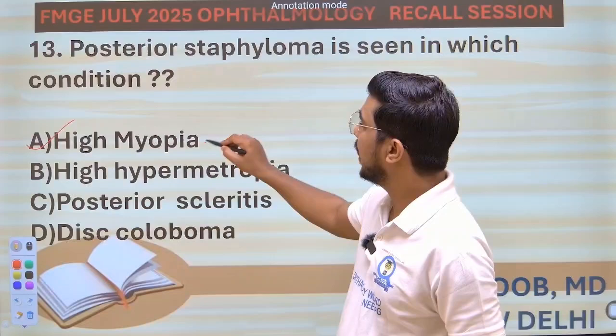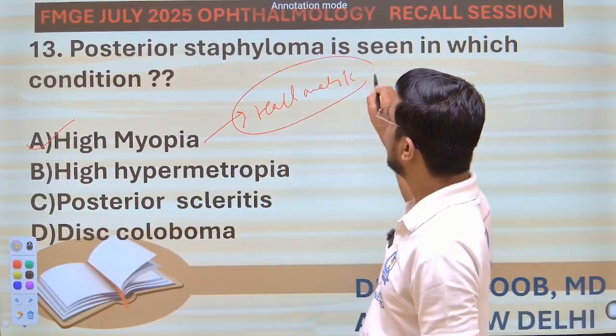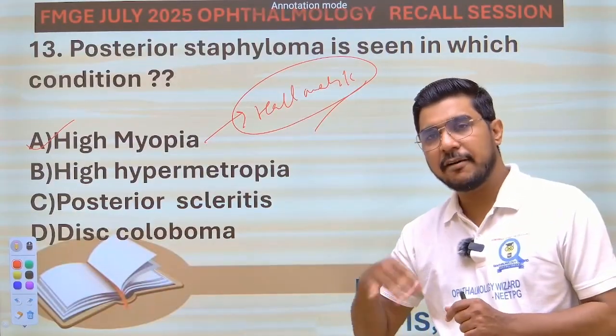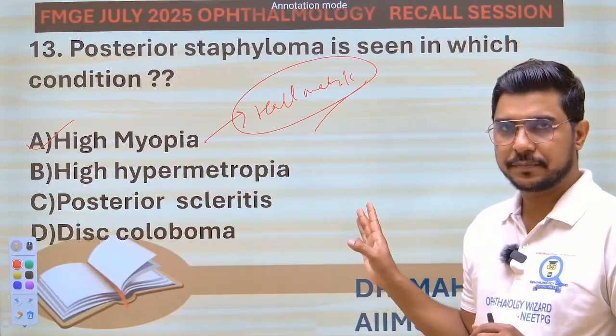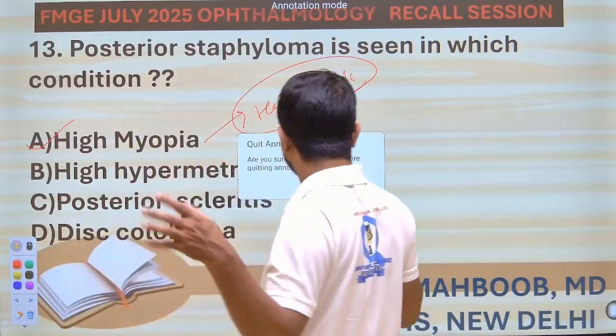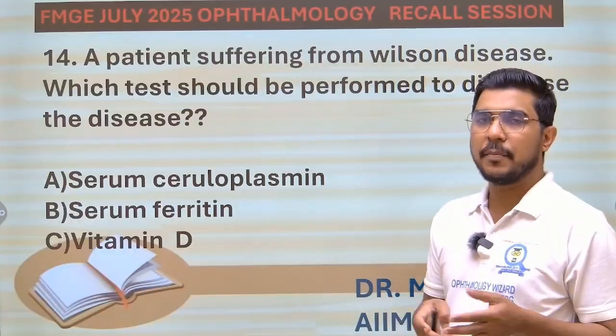So high myopia is the hallmark for posterior staphyloma. This has to be remembered by everyone. In each and every class, every ophthalmologist will teach you this. Just memorize it. Don't think that you have to apply your brain here.